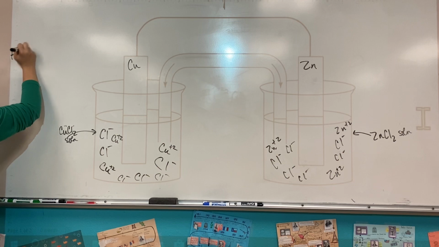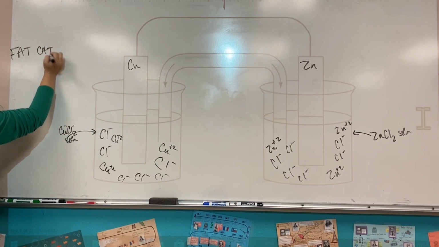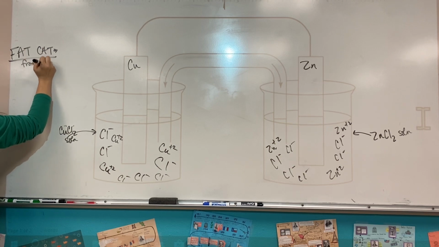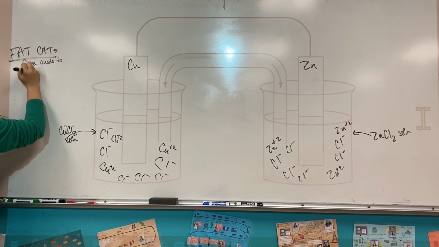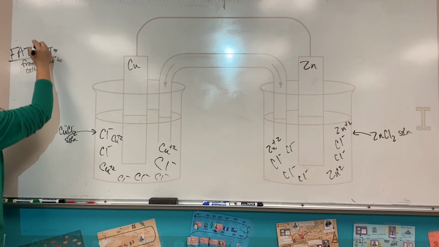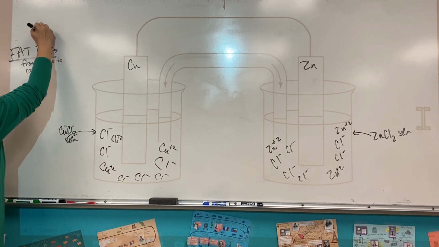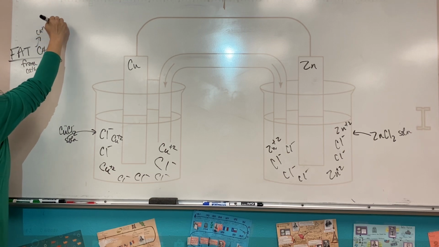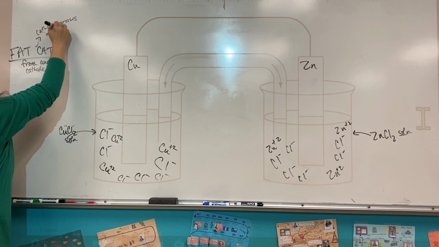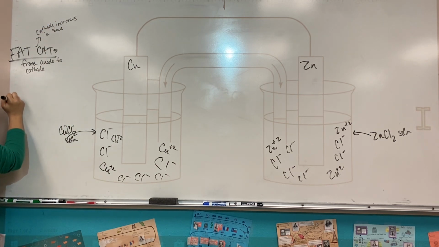So I want you to write the word fat cat, and that means from anode to cathode. And it also has a double meaning. When I say fat cat, I also mean that the cathode is going to get larger. So the cathode increases in size. Okay, and then you need to remember an ox.